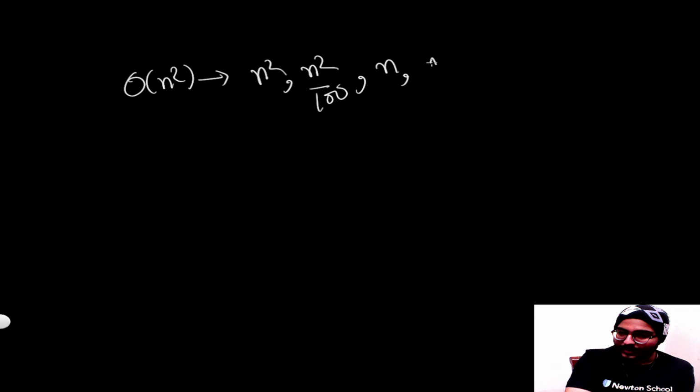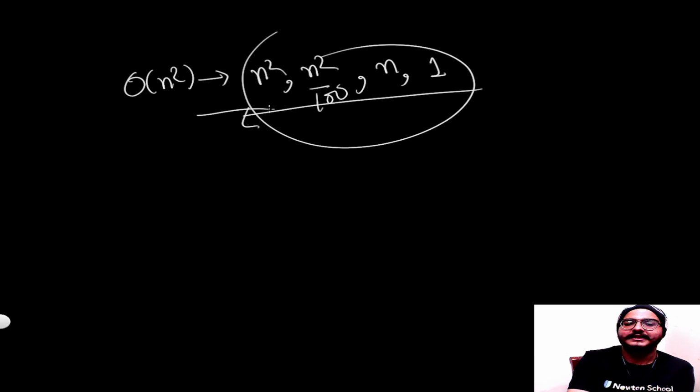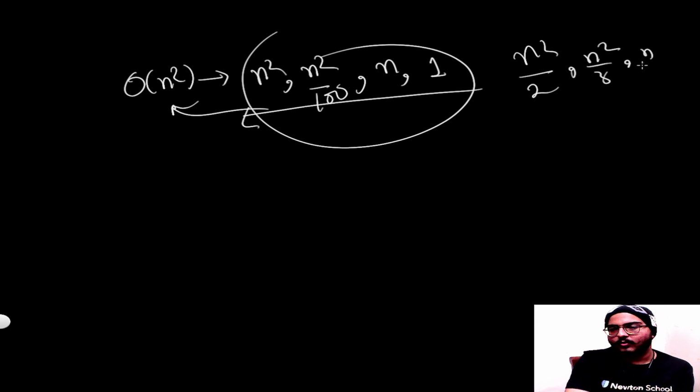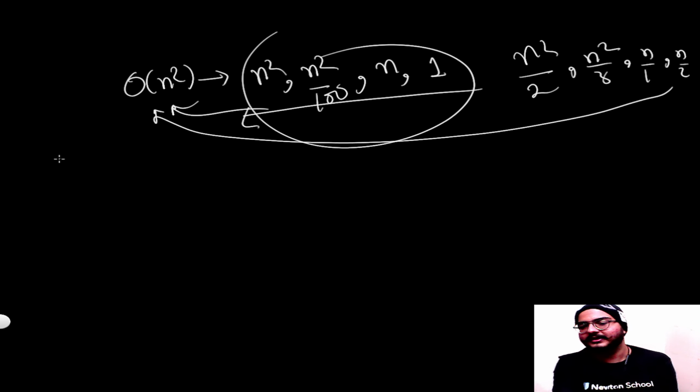If I write big O of n square, it covers n square by 100, and 1. It covers all these things. All these things would be considered in big O of n square, like n square by 2, n square by 3, n by 1, n by 2. All things would be covered in this kind of complexity.